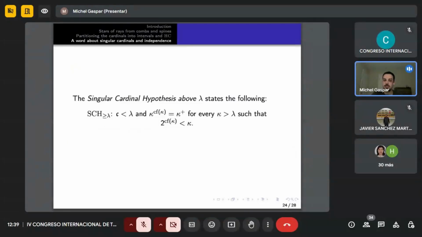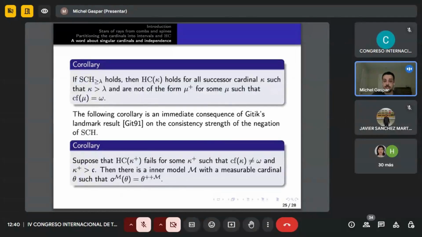So there are some situations where we cannot say some things, and those depend on the singular cardinal hypothesis, and that's related to large cardinals. So for instance, if the singular cardinal hypothesis holds, then the conjecture holds for successor cardinals that are above the point where the hypothesis holds, as long as they don't have a certain form. But also, we can say that the conjecture fails for successors of cardinals of uncountable cofinality different than omega that are above the continuum, whose successor is larger than the continuum.